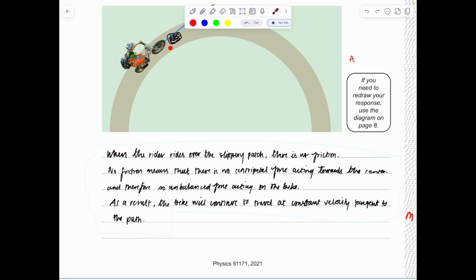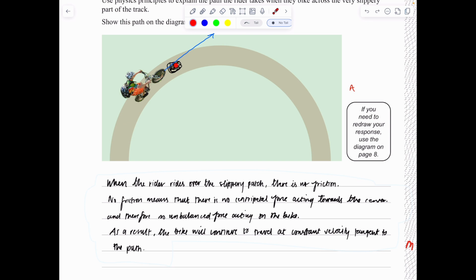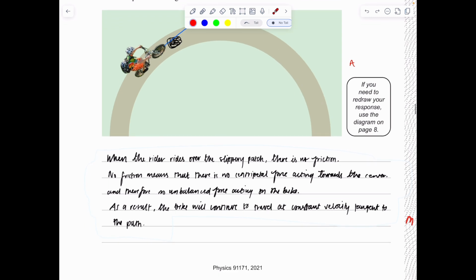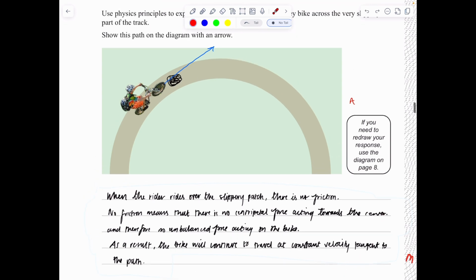Since there is no friction between the tyre and the path, there is no more centripetal force acting towards the centre of the path, centre of this whole thing, okay? Remember, centripetal force is an unbalanced force, and when there is no unbalanced force allowing circular motion to happen, this means that the biker will continue to travel in a path that is tangent to the circular path at a constant velocity, all right? And that's what I've explained here. This is worth a merit.